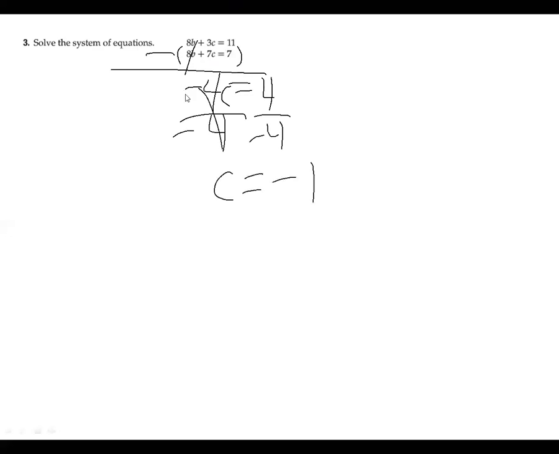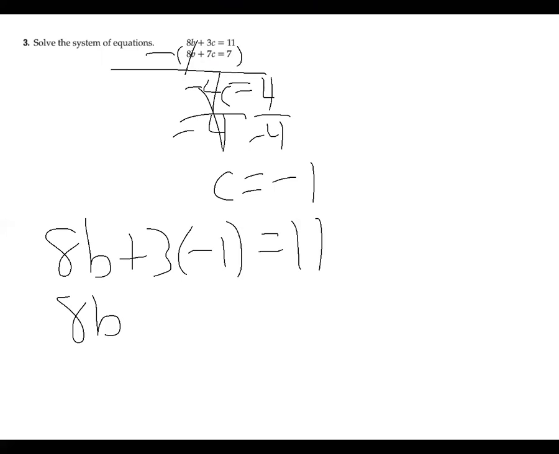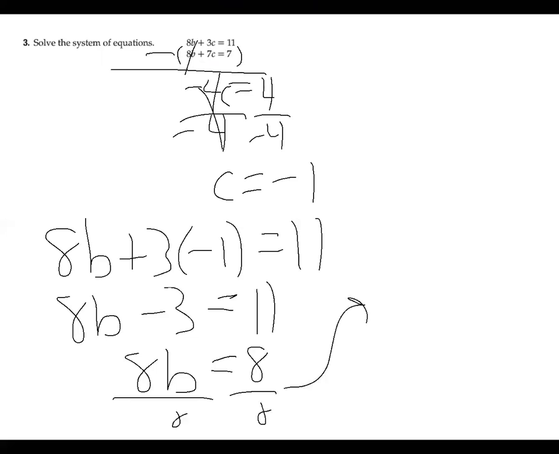So I'm just going to take the first equation, 8b plus 3 times negative 1 equals 11. 8b minus 3 equals 11. Add 3 to both sides. 8b equals 8. Divide both sides by 8, and you would have b equals 1. Okay, so it would be 1 comma negative 1, because you would do b comma c just like you do x comma y. If you have numbers or variables that are different than x and y, and you're writing the ordered pair, just put them in alphabetical order.